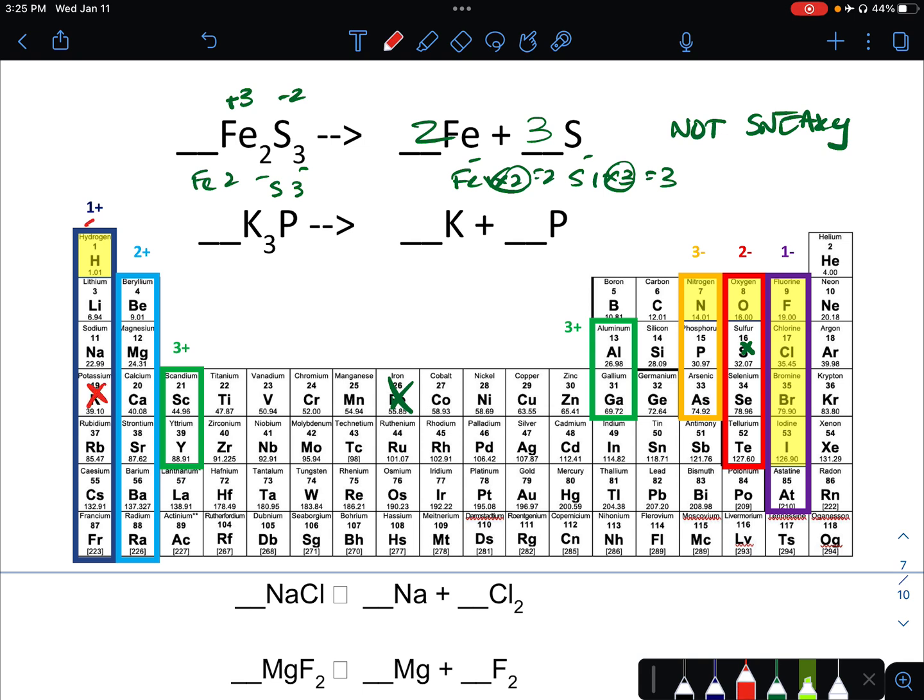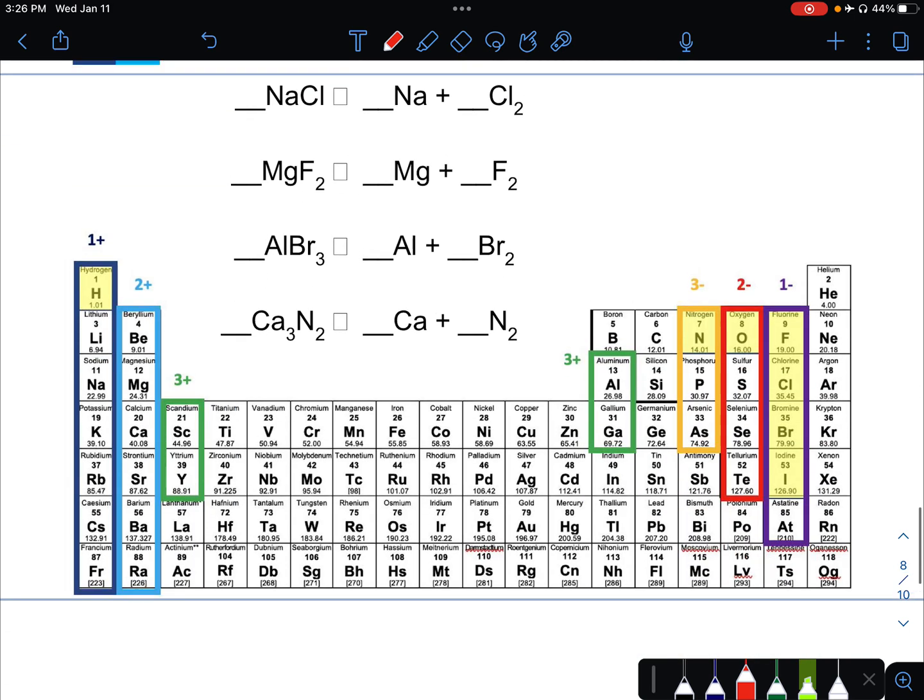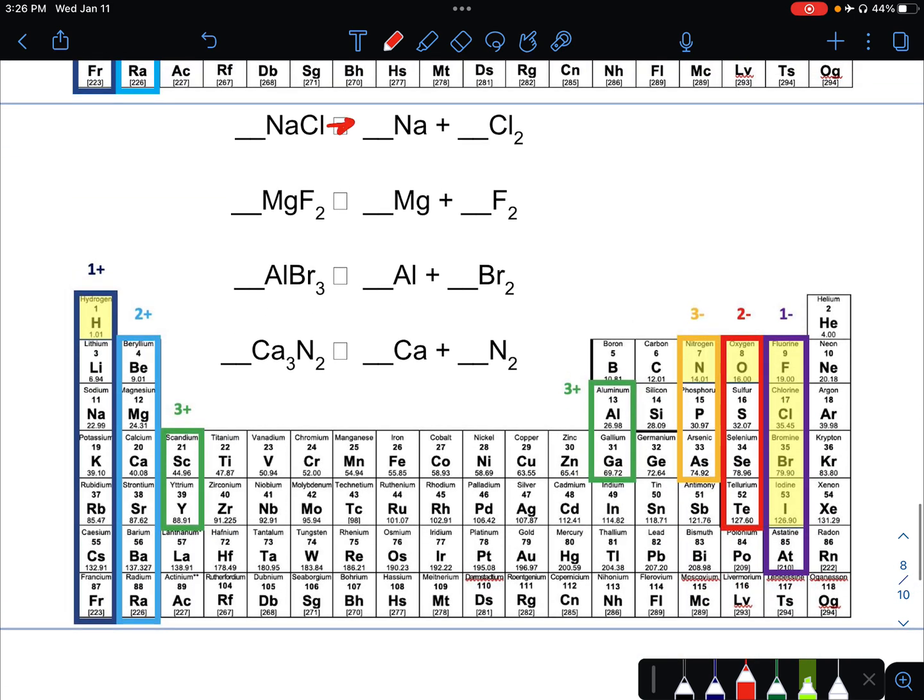K3P, K is in a +1, P is in a -3, that's why we loop and swoop that one. Again, over on this side, they're not sneakies, so because of that, we don't have to worry about them being a diatomic or with little 2's below them, right? So we would say K has 3, P has 1, K has 1, P has 1. All right, so I'm going to multiply that by 3 to get 3. There, nothing changes anything else. That one is solid. All right, so just some more for you to look at.